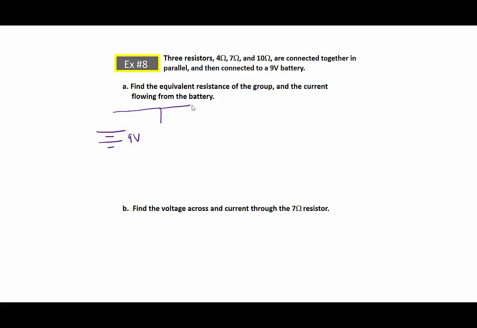Okay, there's many ways again to draw this, but I'm going to go ahead and draw 3 paths to go when I leave my battery before I hit a resistor. And then those 3 paths are going to have to meet back up to get to the other side of my battery. It says that I have a 4 ohm resistor, a 7 ohm resistor, and a 10 ohm resistor. Okay, so here's the situation.